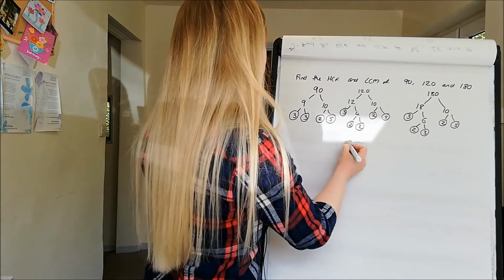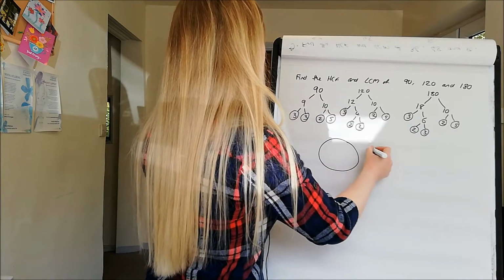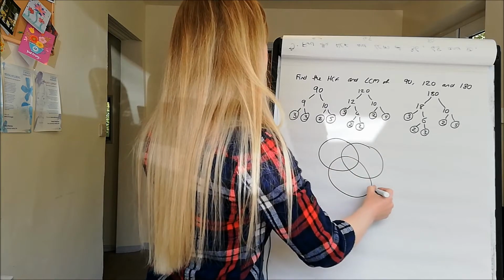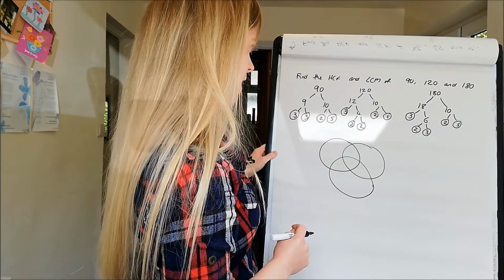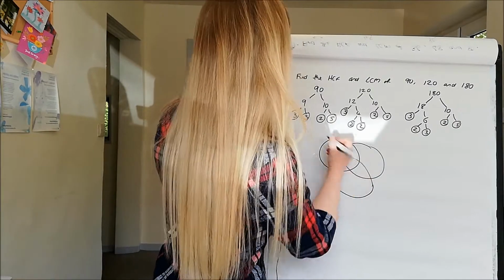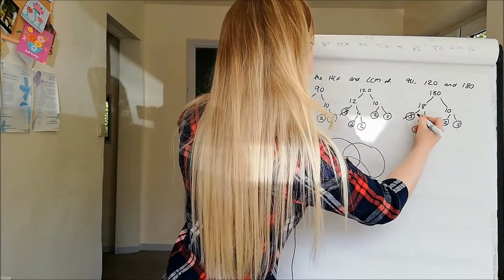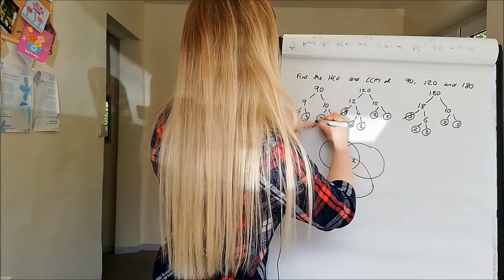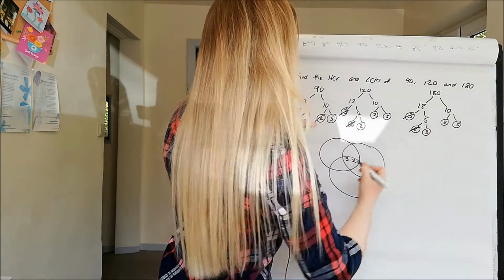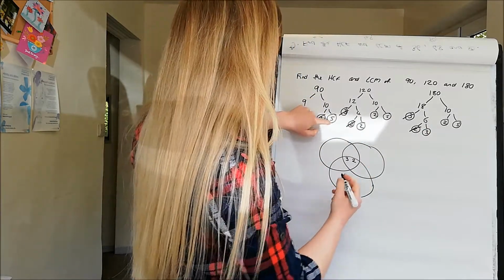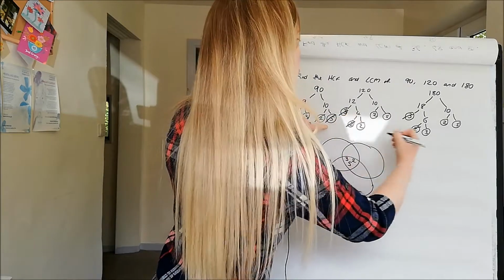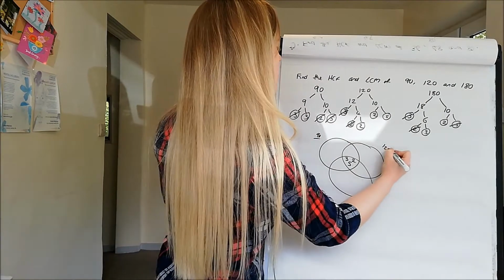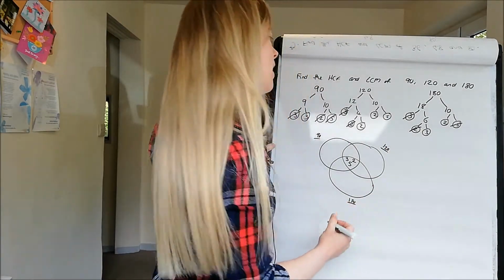Then we're going to put it into a Venn. So I'll draw my 3-way Venn diagram there. And they all have a 3, so I can put 3 right in the middle and cross it off them all. They all have a 2, so I can put a 2 in the middle and cross it off them all. They all have a 5, so I can put a 5 in the middle and cross it off them all. I've forgotten to label my Venn. This is 90, that's 120, and that's 180 there.